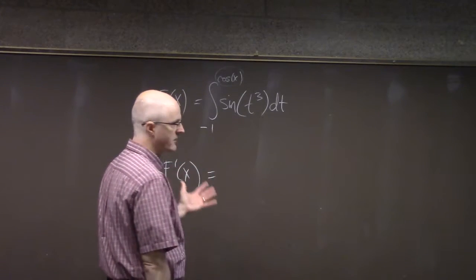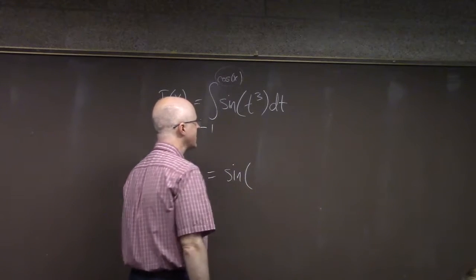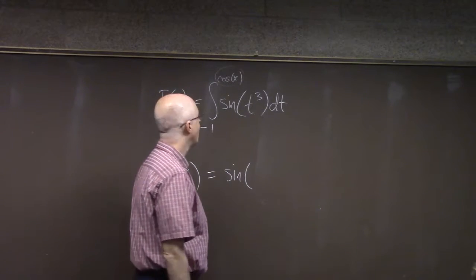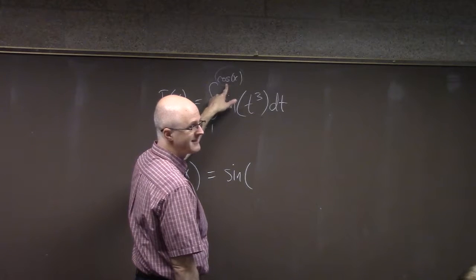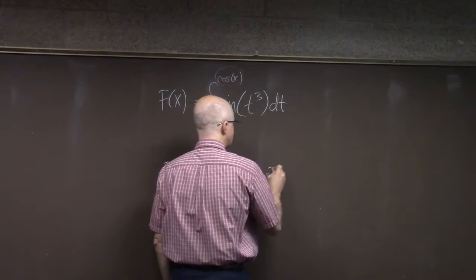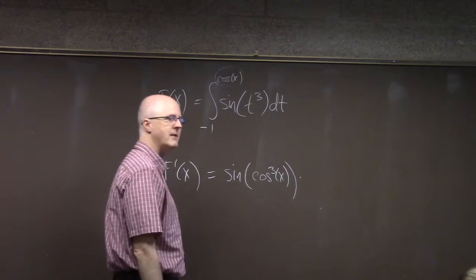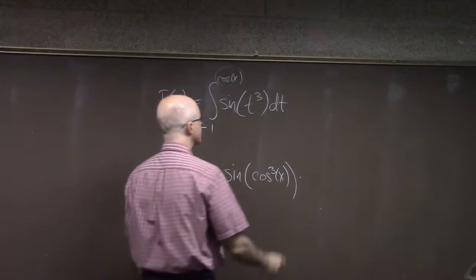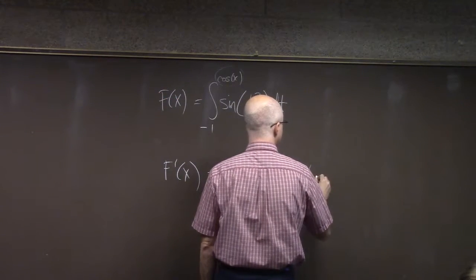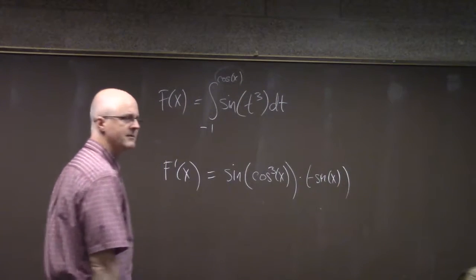The derivative of the integral is the integrand, replace the t with whatever's up there. In this case, it's not an x, it's a cosine of x. So inside here we get sine of cos cubed x. But then don't forget to multiply times the derivative of the inside function, the derivative of cosine of x being negative sine of x. So that would be the answer right there.